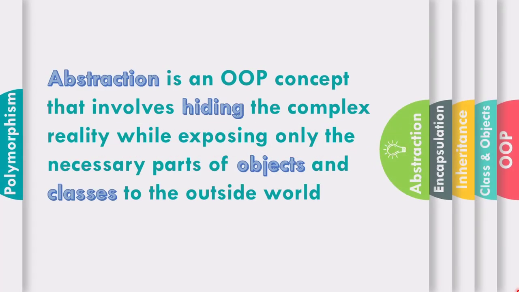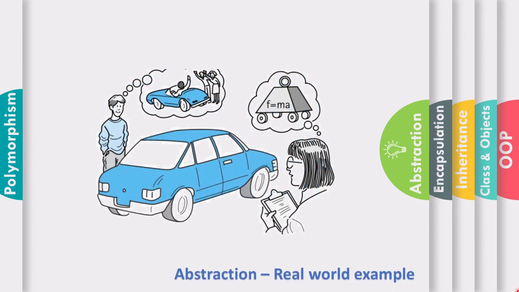Abstraction is an object-oriented programming concept that involves hiding the complex reality while exposing only the necessary parts of objects and classes to the outside world. A real-world example of abstraction: the engineer knows what happens inside the car, but the driver knows how to drive. The thing that the engineer can see is invisible to the driver.